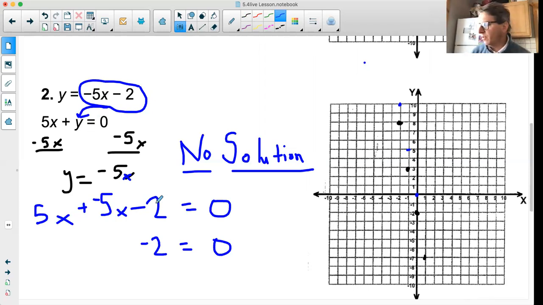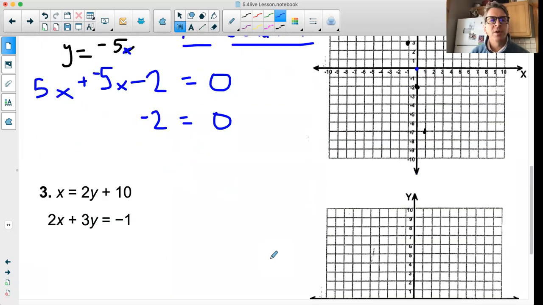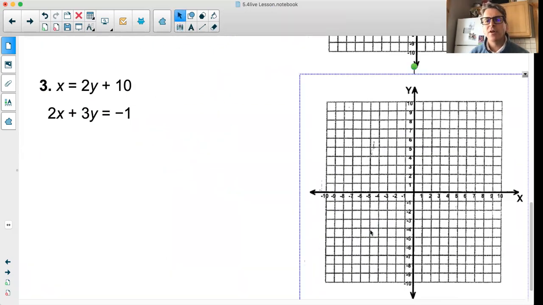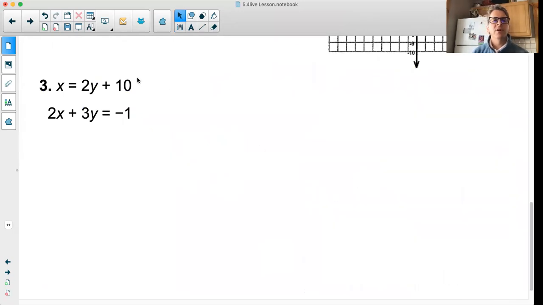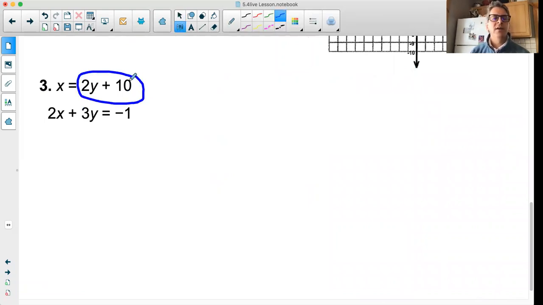Okay, I should say number 2, that was. So on your own, number 3 now. I'm going to just take this graph off of here because this is pretty much a substitution type of question. You've got yourself 2y plus 10 equals the x. So I'm going to, right underneath there, substitute that in for x.